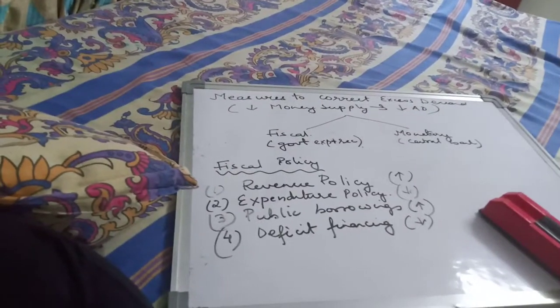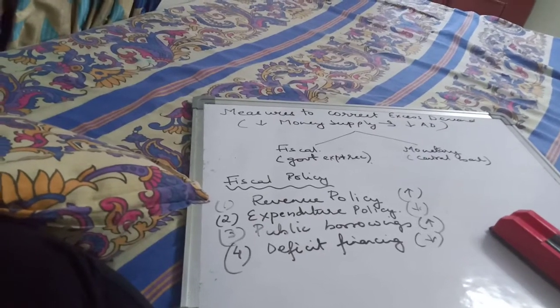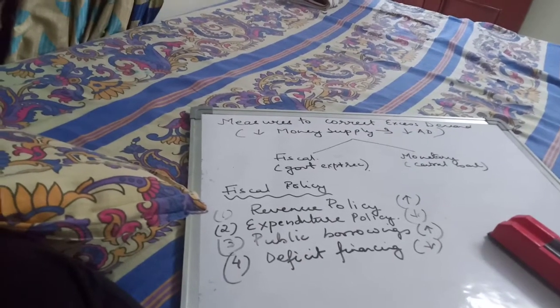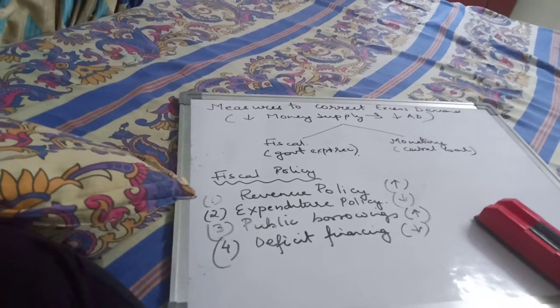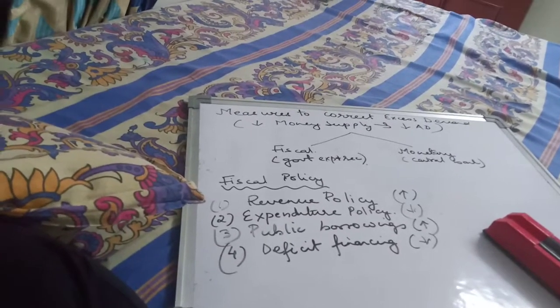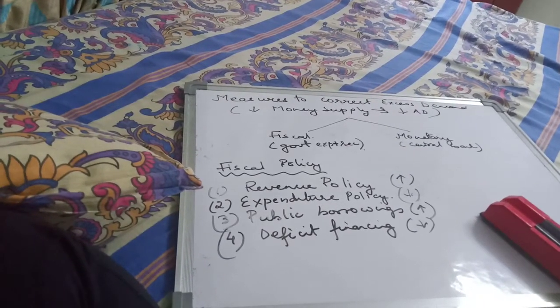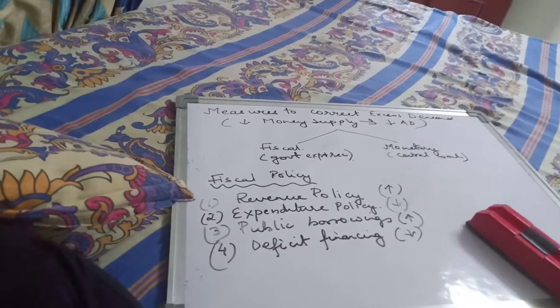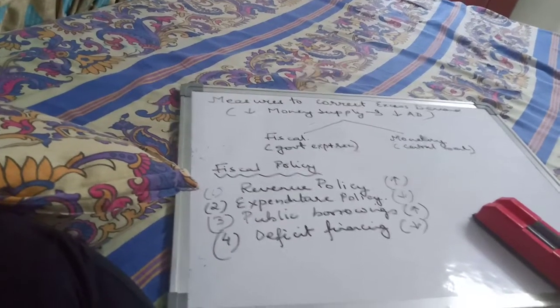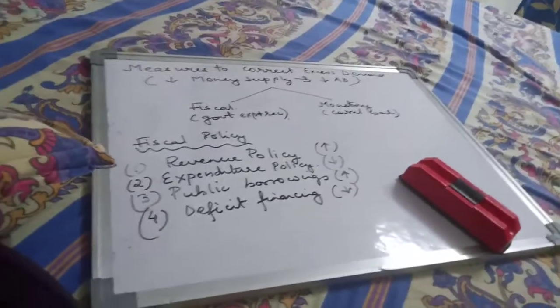So in times of excess demand, deficit financing should be cut down to reduce money supply in the economy. This will reduce the effective demand. I hope this is clear. I hope you've understood this. So this was the fiscal policy.